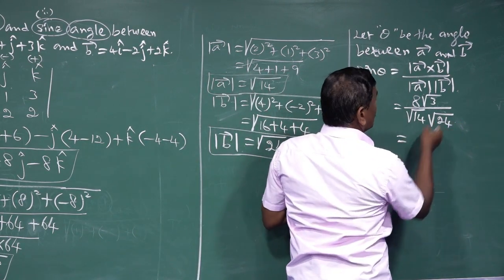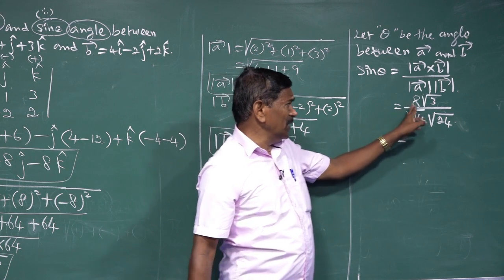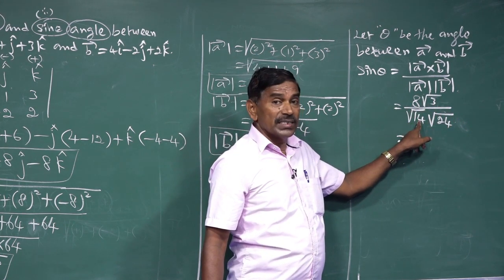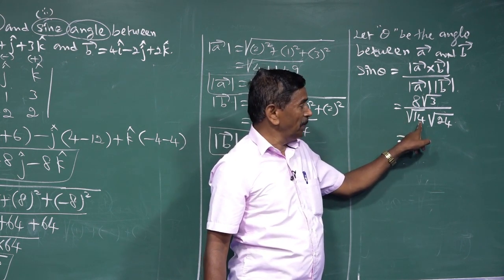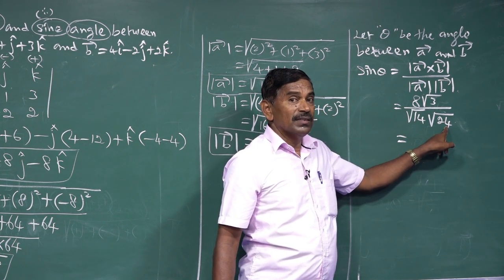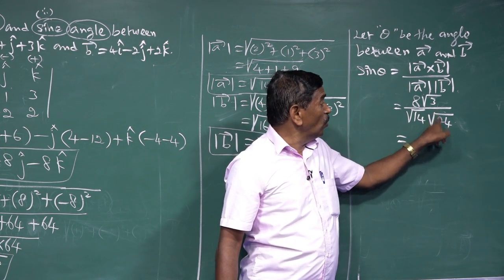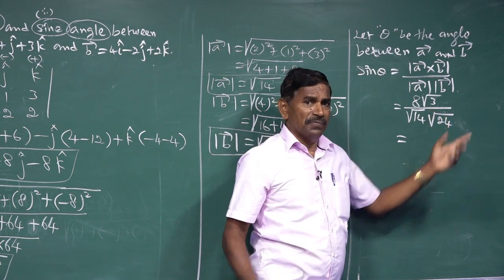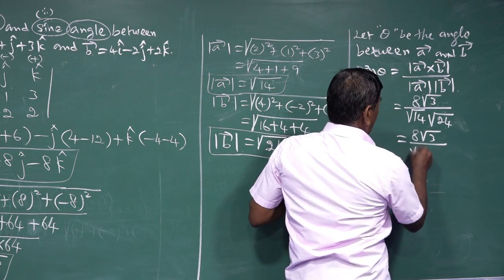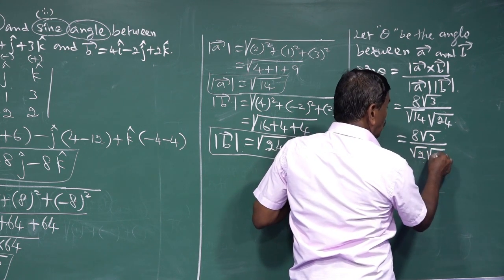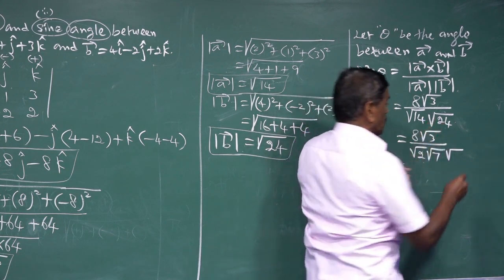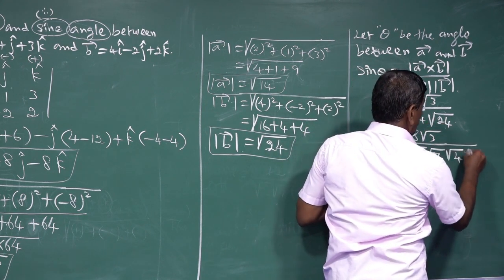Now, the numerator is 8 root 3, you write as it is. Next, this root 14 can be rewritten as root 2 into root 7. And this root 24 can be rewritten as root 4 into root 6. After that we can simplify. Now remember, 8 root 3 divided by root 2 into root 7 into root 24, equal to, 4 6s are 24, therefore root 4 into root 6.